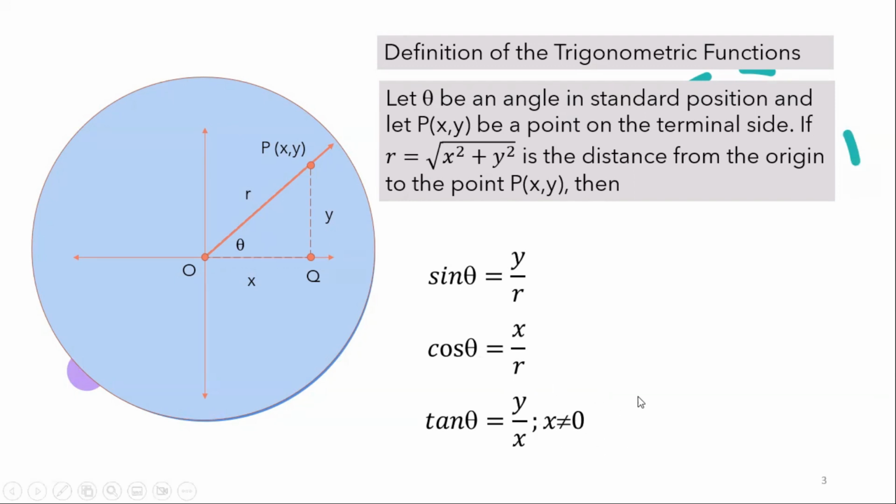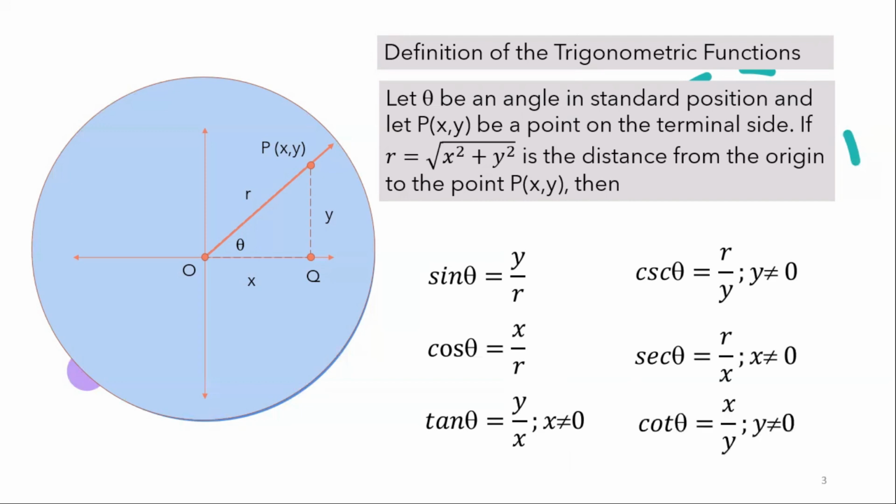And take note, x must not be equal to 0, because if x is 0, then the tangent function is undefined. Next is cosecant theta, which is r over y. Y here must not be equal to 0 also. Secant theta is r over x, and x must not be equal to 0. Cotangent theta is equal to x over y, and y must not be equal to 0. Otherwise, the values are undefined.